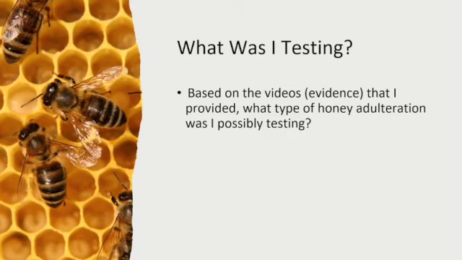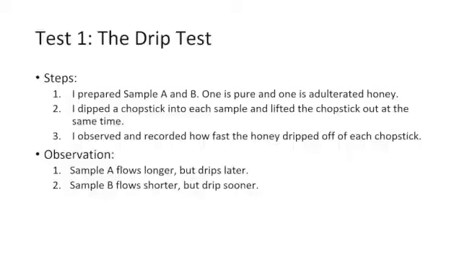Now, I'm going to do two tests to show the differences between adulterated honey and pure honey. However, I'm not going to tell you what I'm testing, but let's see if you can figure it out based on your observation. In the first test, I call it the drip test. I prepare sample A and B. One is pure and one is adulterated honey.